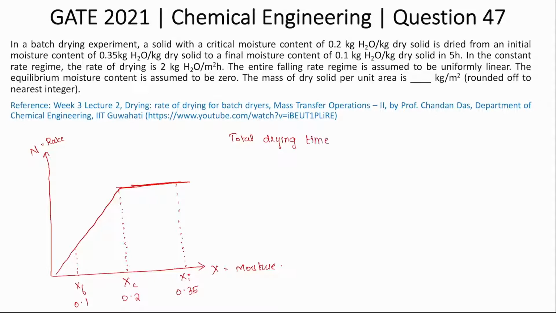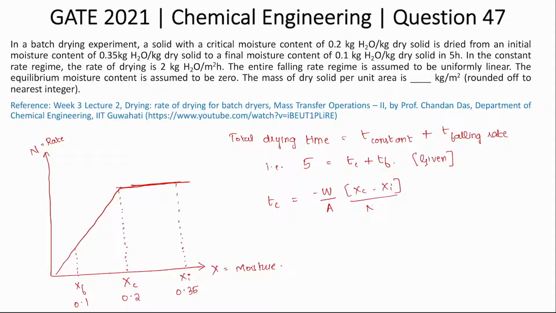So the total drying time is the sum of the time required in the constant rate regime plus the time in the falling rate regime, and this is given as 5 hours. So 5 is equal to Tc plus Tf. This is given data. For the constant rate regime, Tc is equal to minus W by A into (Xc minus Xi) by Nc. This is the time required for constant drying rate.